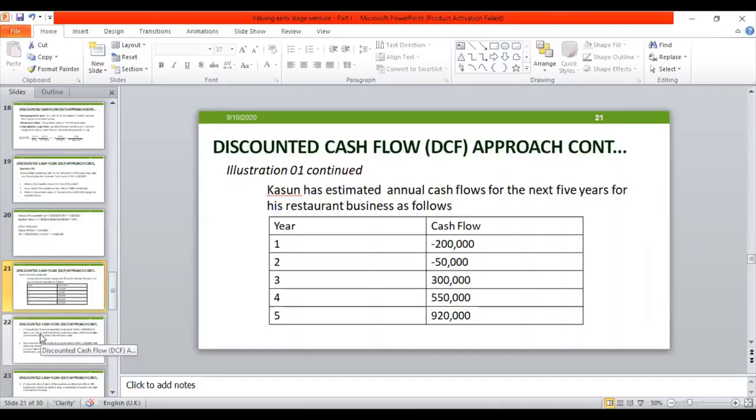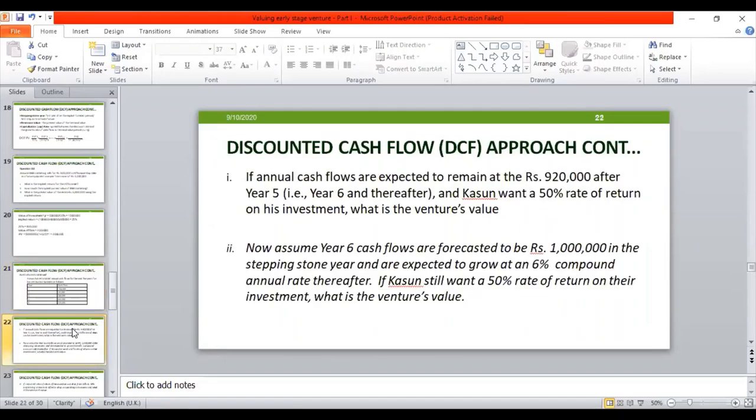So Kasun has estimated annual cash flows for the next 5 years for his restaurant business as follows. In the first 2 years, he has negative cash flows, negative 200,000 and negative 50,000. And thereafter, he has positive cash flows. So our requirement is, if annual cash flows are expected to remain at 920,000 after the year 5.